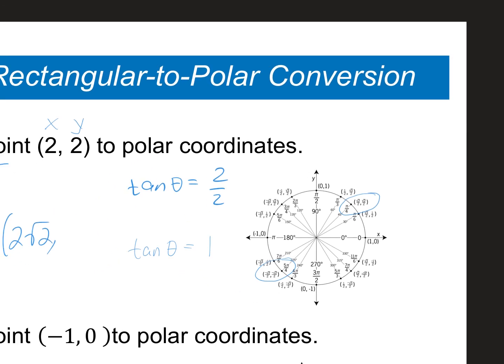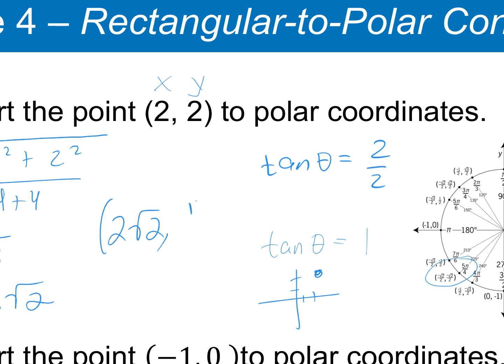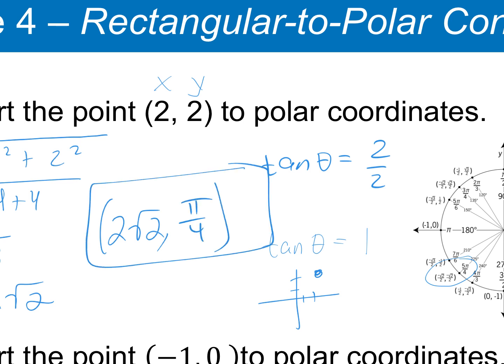Well, plot the point that they gave you. Where is 2, 2? Right 2, up 2. Where is this point? What quadrant? It's in the first quadrant. So which angle are they talking about? 45, but what is that in radians? Pi over 4. So your polar coordinate, when you have 2, 2 in a rectangular grid, your polar is 2 root 2, comma, pi over 4.